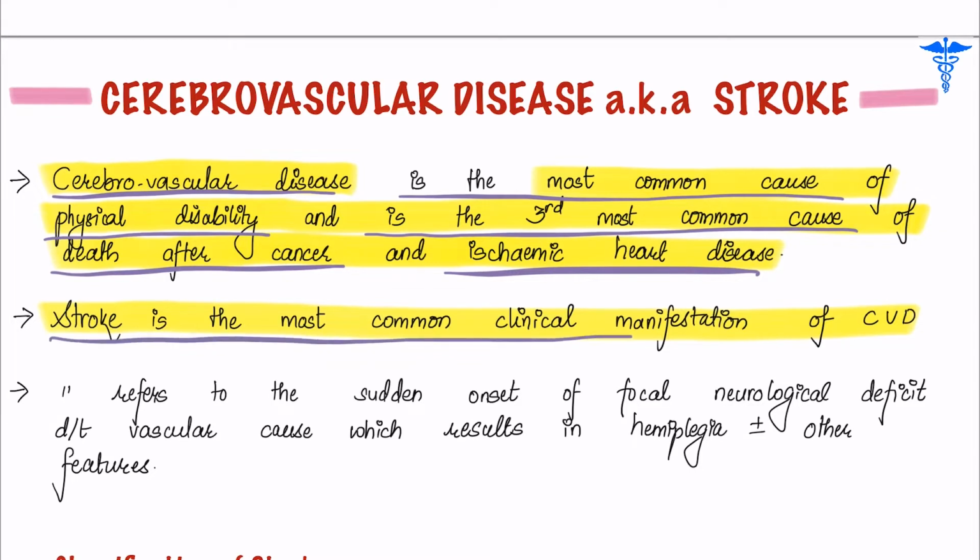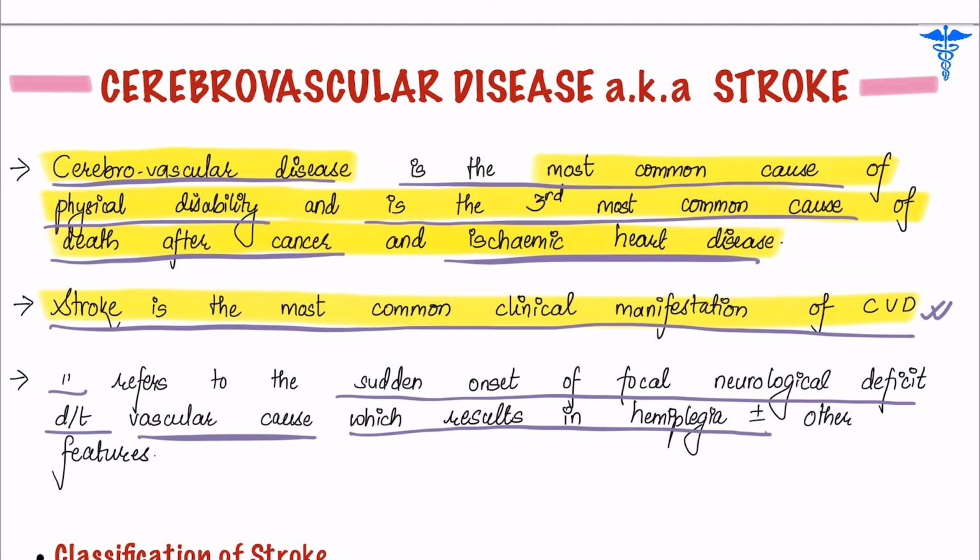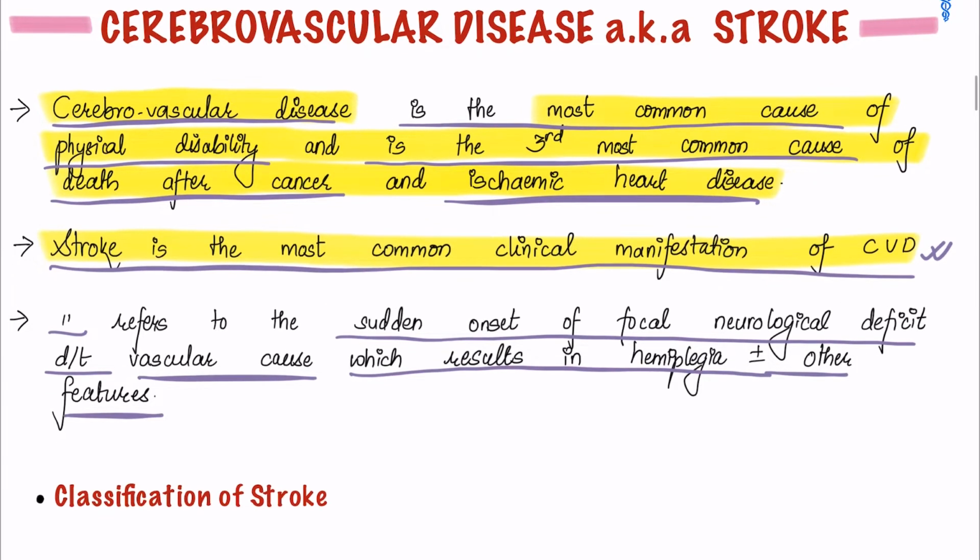Stroke is the most common clinical manifestation of cerebrovascular disease. Stroke refers to the sudden onset of focal neurological deficit due to a vascular cause, which results in hemiplegia with or without other features, and here the symptoms last for more than 24 hours. If the symptoms last for less than 24 hours, it is called TIA, that is transient ischemic attack.